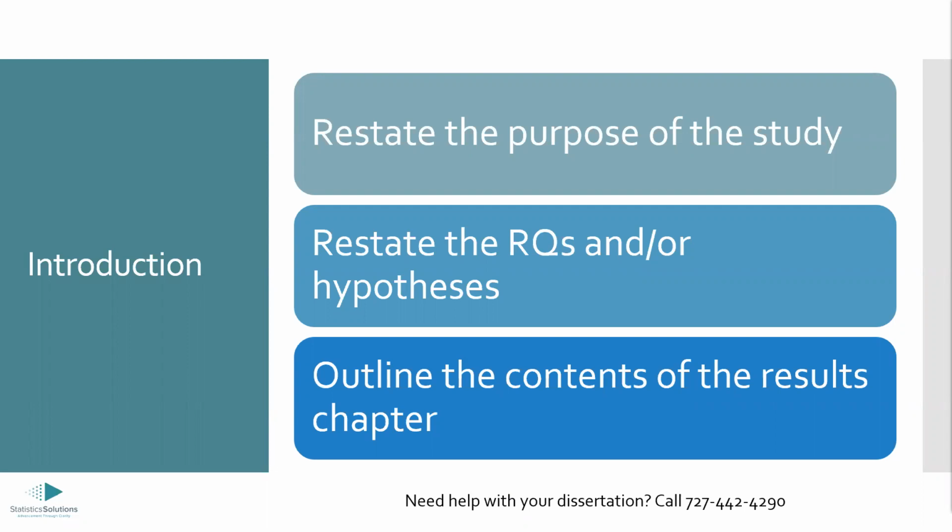Then you want to restate your research questions and hypotheses. It's important to note that throughout your dissertation, the wording of your research questions and hypotheses should remain the same. So every time your research questions and hypotheses appear in your document, they should be presented the exact same way in the exact same wording each time. And then you can just outline the contents of the results chapter, and this can be just as simple as listing out the different section headings that will appear in the chapter.